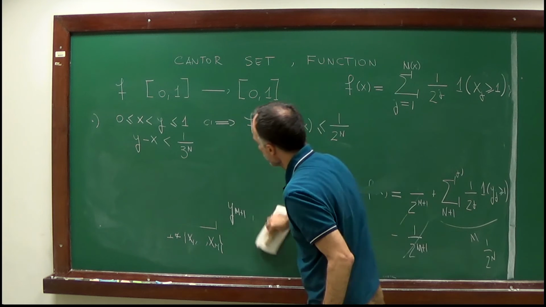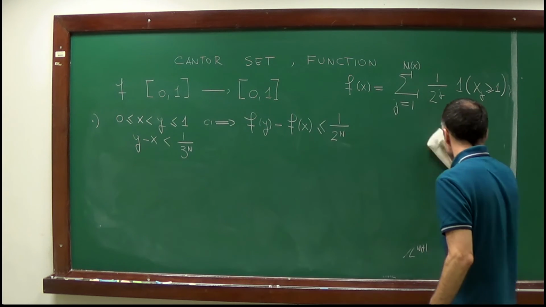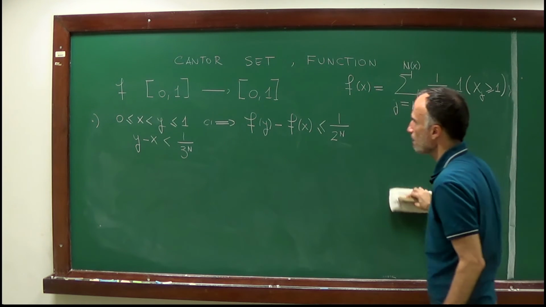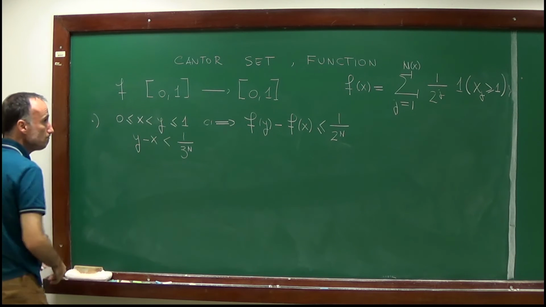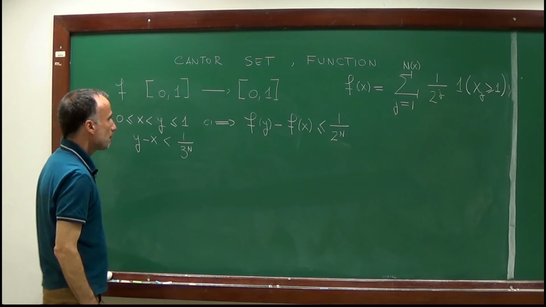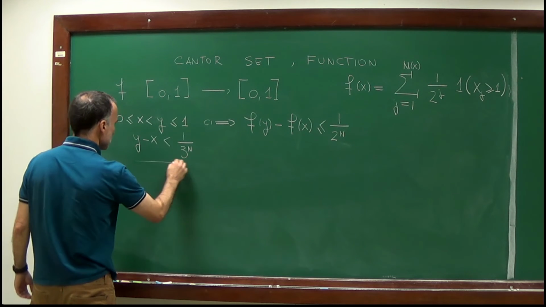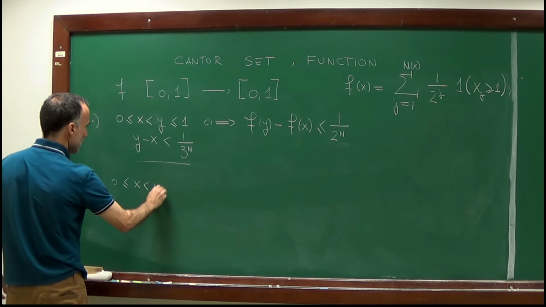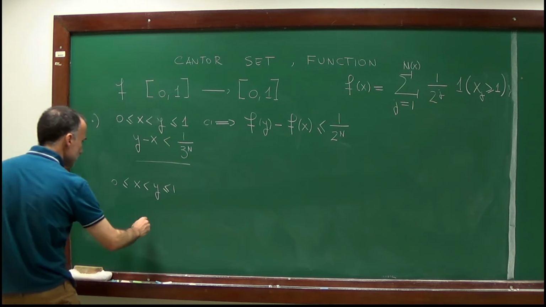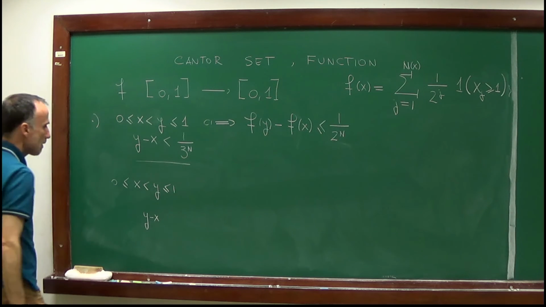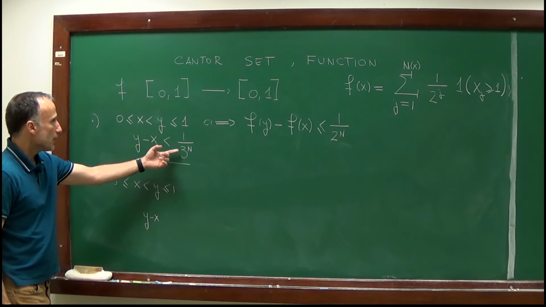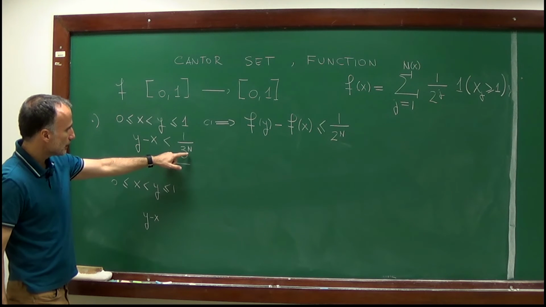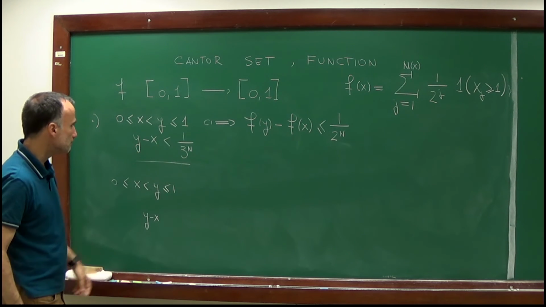Actually, we will prove something slightly stronger. We'll show that F is Holder continuous. So now fix x, y with 0 less than x less than y less than 1. Consider y minus x. And now let's consider n. So you see this is small. So I'm taking n, and as n increases to infinity, this is getting smaller and smaller.